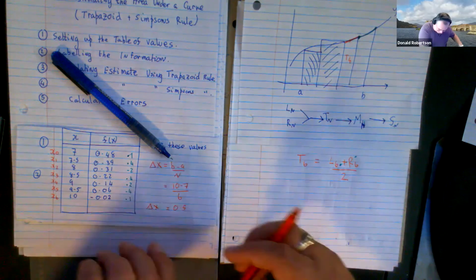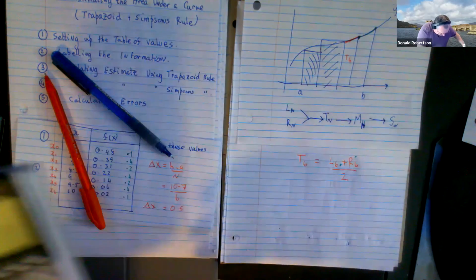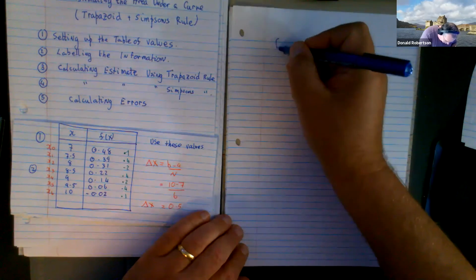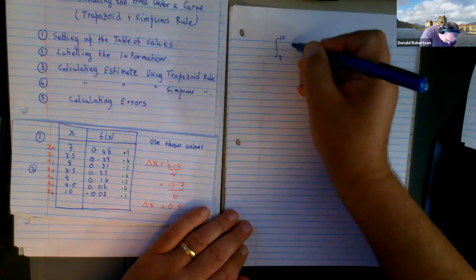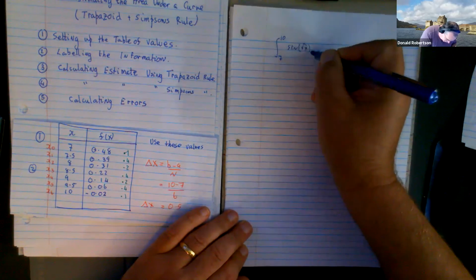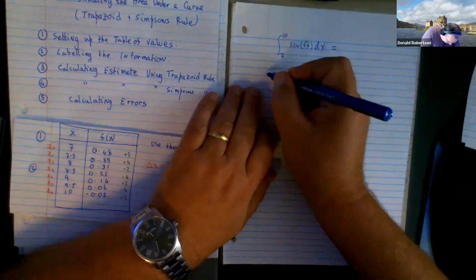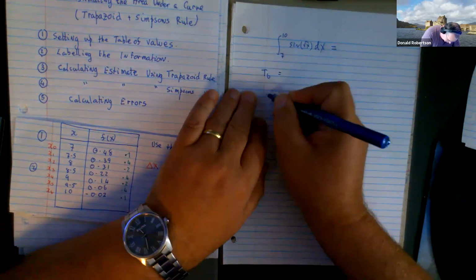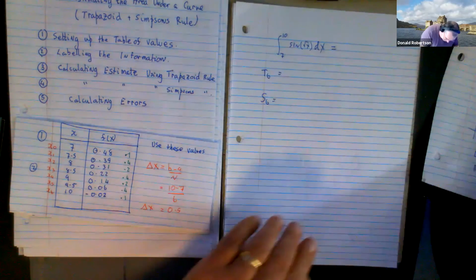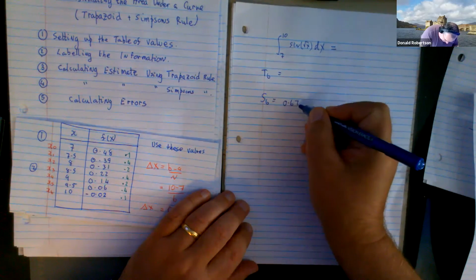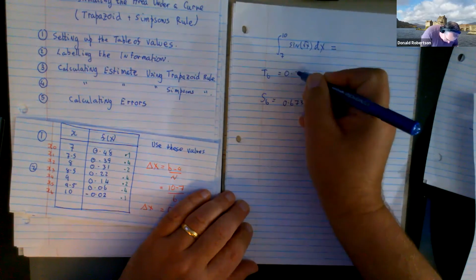What I'd like to do is talk a little bit then about calculating errors. And so, let's go back to my original question. My original question was the area under the curve from 7 to 10 of the sine of the square root of x dx, right? And I would like to know what the error is. And the only 2 we calculated were these 2. So I believe I've got 0.6733 and 0.675, right?